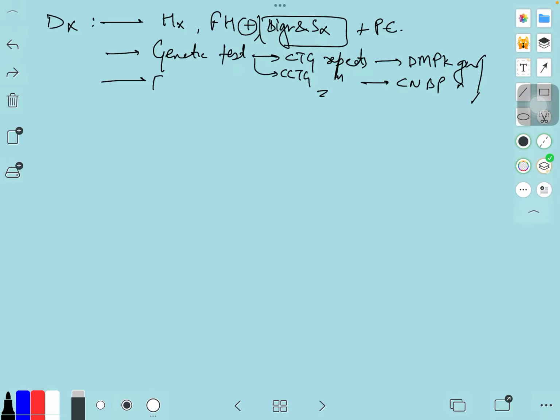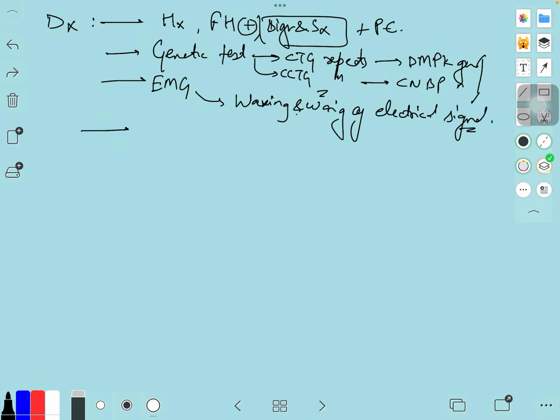Once it is done, you can also go for EMG, electromyogram, to check for waxing and waning of symptoms, of electrical signals within the muscle fiber. Now because of muscle dystrophy, CK will be increased. Yes, CK, the same as we studied in the heart, that is creatine kinase, will be increased.